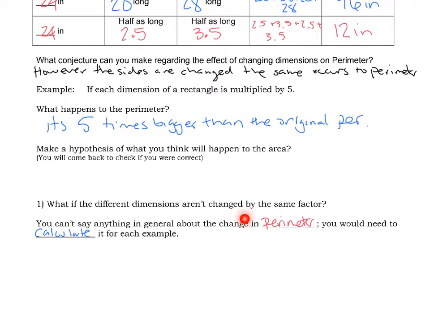So there are no rules. There's no pattern when you say, change the width by, make it twice as big, but then make the length half smaller. So there are no rules about that. So generally, you would actually have to calculate it for each example. So you'd actually have to plug in some numbers and see what you would actually get if the dimensions are changed by different factors.